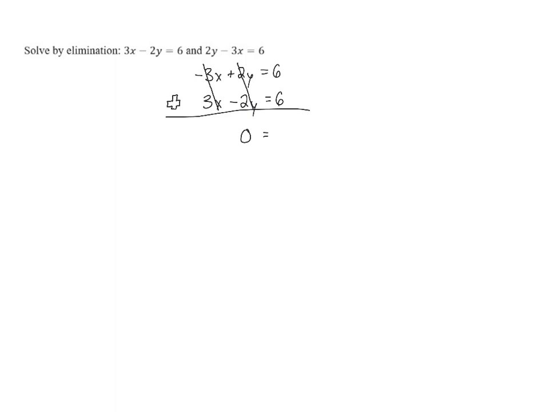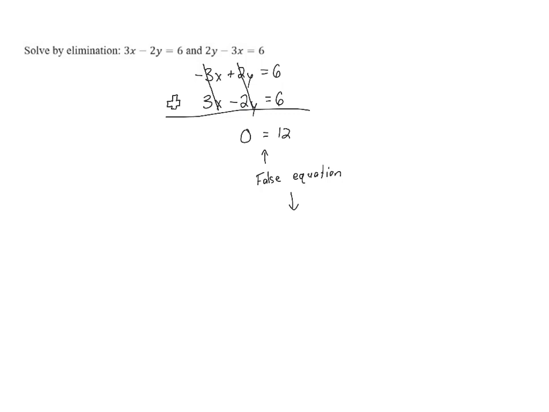On the right-hand side, if we add, 6 plus 6 equals 12. And so when we perform the elimination, we're left with 0 equals 12. Now this is a false equation. And we've seen a situation like this before when we used substitution.